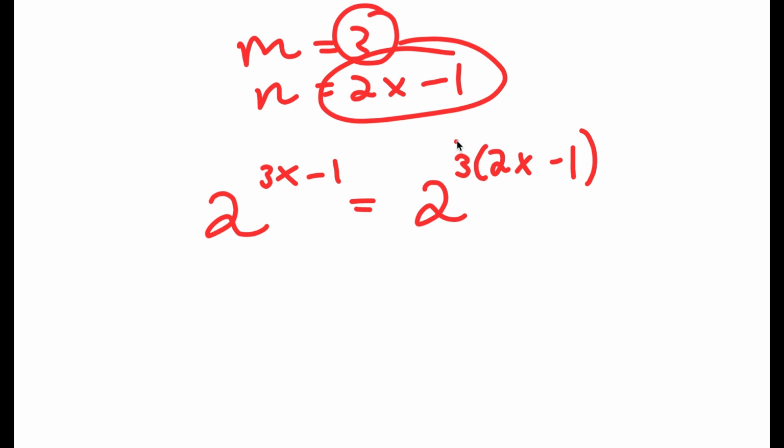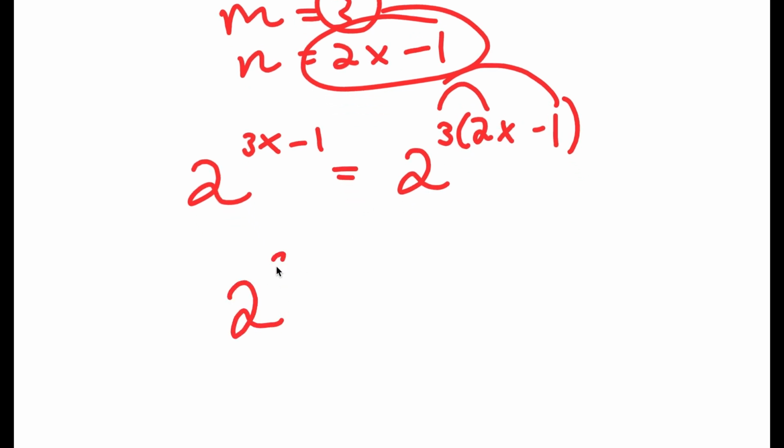And 3 times 2x minus 1, we simply have to distribute the 3. So we get 2 to the power of 3x minus 1 is equal to 2 to the power of 3 times 2x is 6x, and 3 times negative 1 is negative 3.